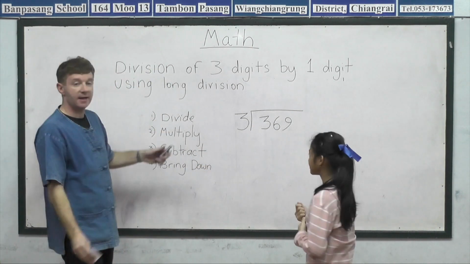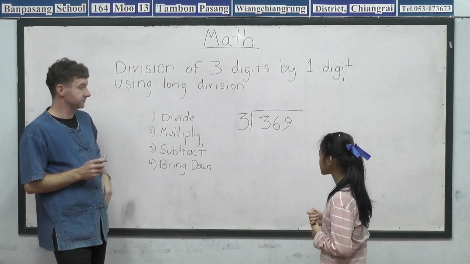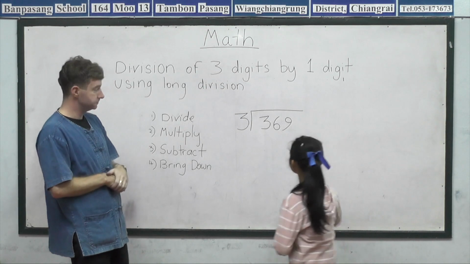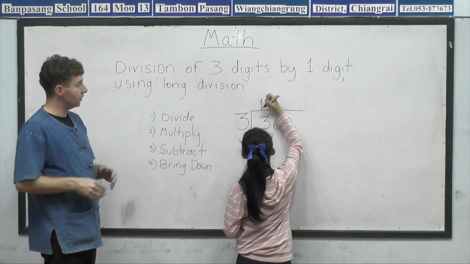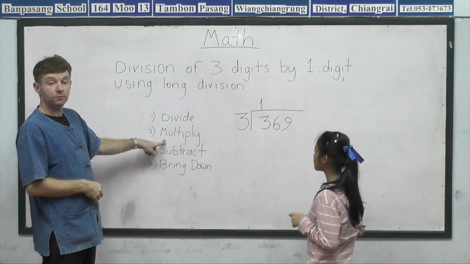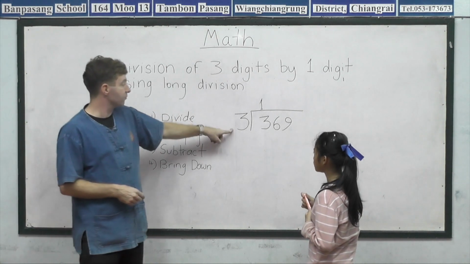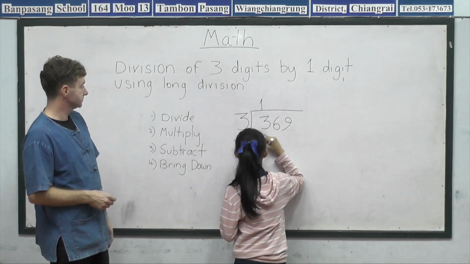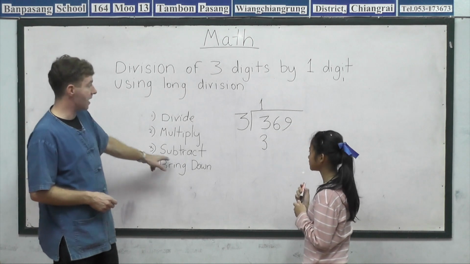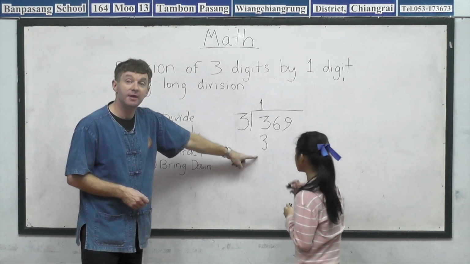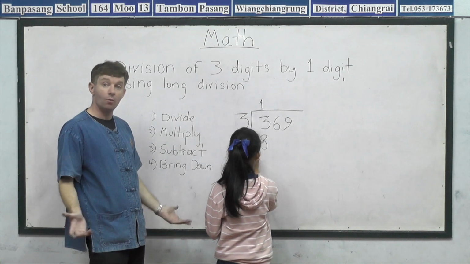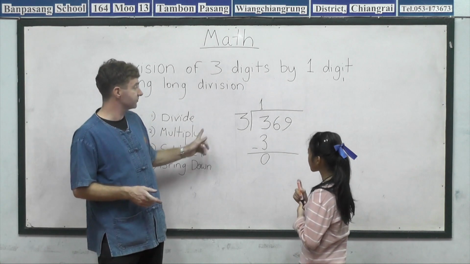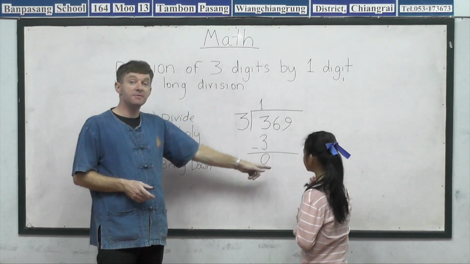So what's step number 1, guys? Divide. 3 divided by 3 equals 1. Perfect. Step number 2, multiply. 3 times 1 equals 3. Subtract. 3 minus 3 equals 0. And next, step number 4, bring down.